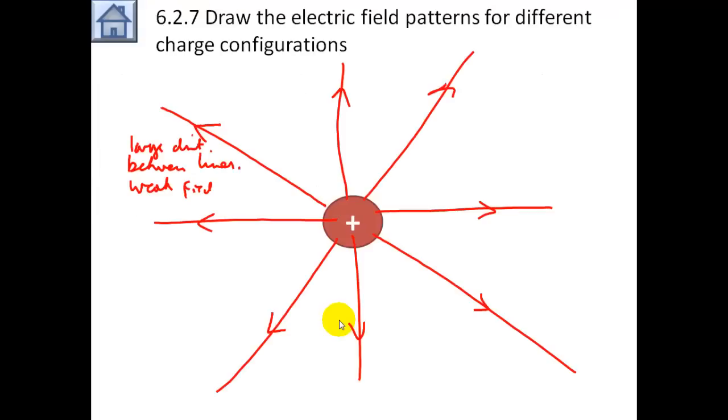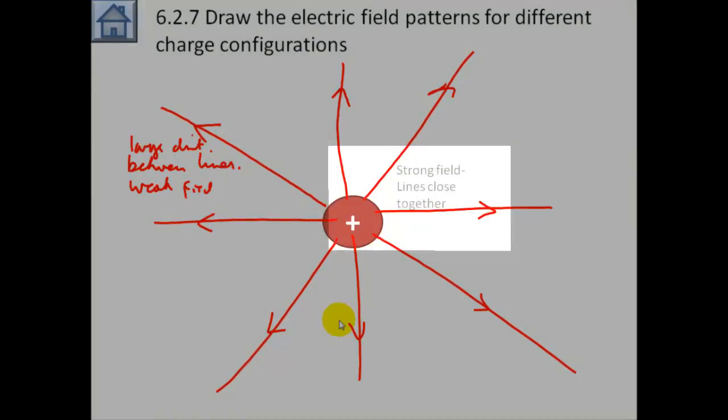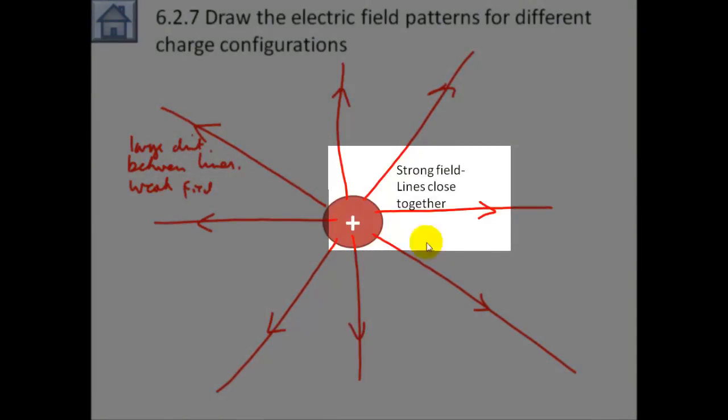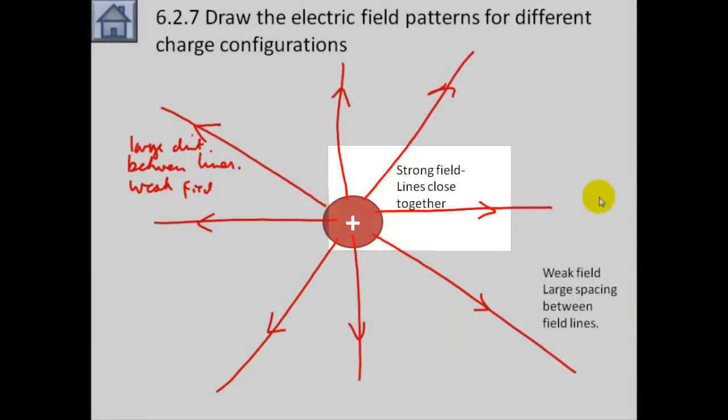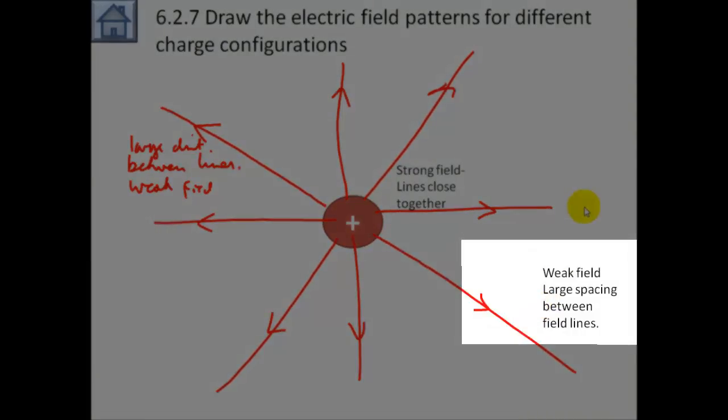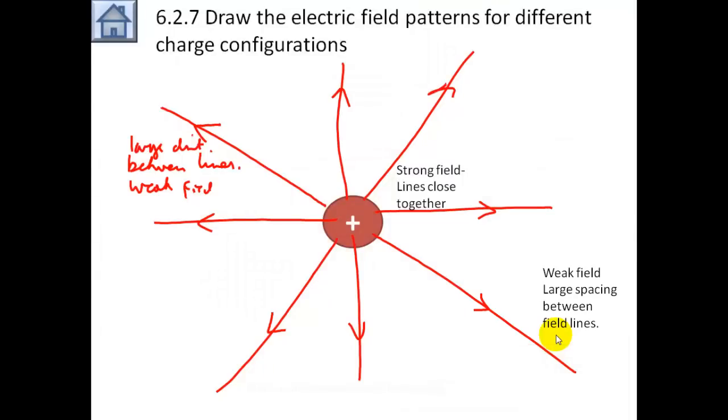You have to draw the electric field patterns for different charge. First point is that where the lines are close together, we have a strong electric field. When the lines are far apart, we have a weak electric field. So basically, the electric field weakens with distance. The further away you go, the weaker the field gets. And we know that because we know that the electric field strength varies with r squared. It falls off very rapidly with distance.